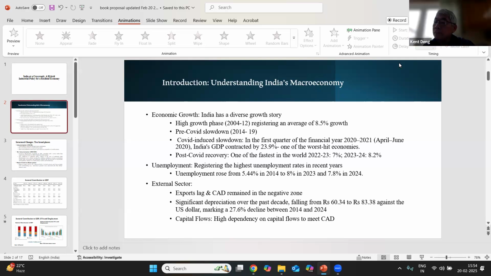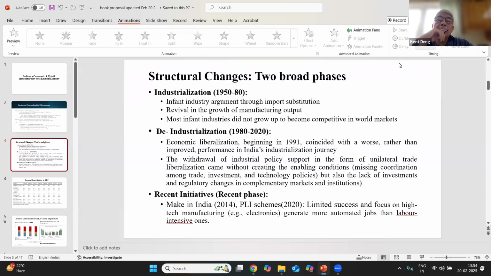The macroeconomic fundamentals representing the external sector were not encouraging either. We had a high current account deficit and huge dependency on foreign capital flows. To give you a more nuanced understanding, if you're trying to understand this from the industrialization perspective, which is the focus of our discussion, we can briefly divide this into two phases.